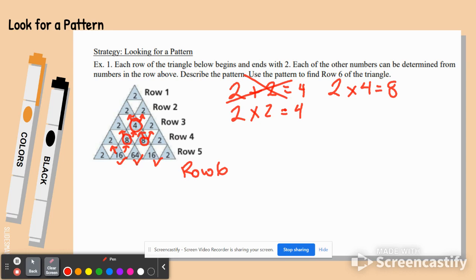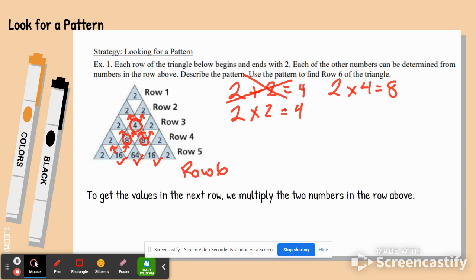So before I do that, I want to write a description of what is even happening. So here's what we basically said. To get the values in the next row, we multiply the two numbers in the row above. And we could add more to that. We could say adjacent. We could say to the corners that are touching. Put that in whatever language makes sense. But now we at least know what the pattern is doing. All right, let's find row 6.